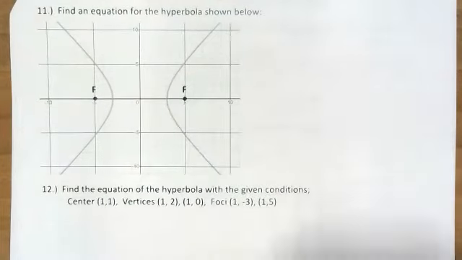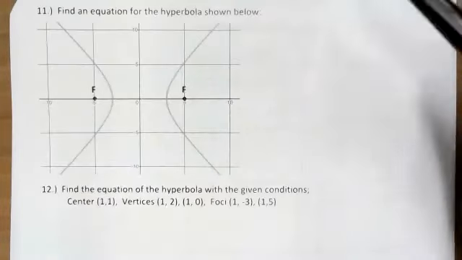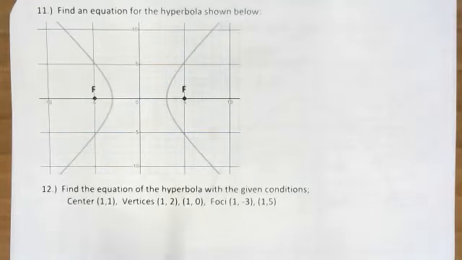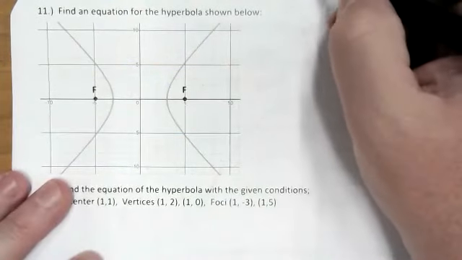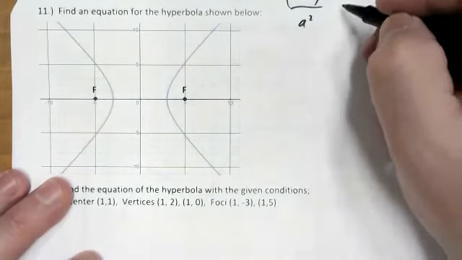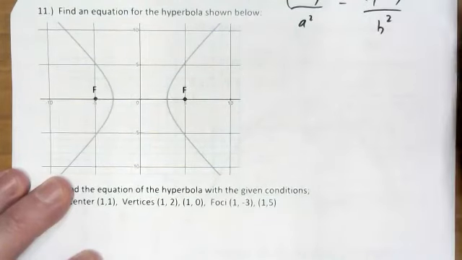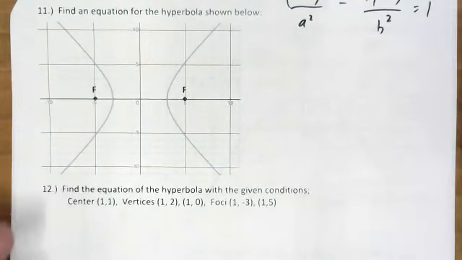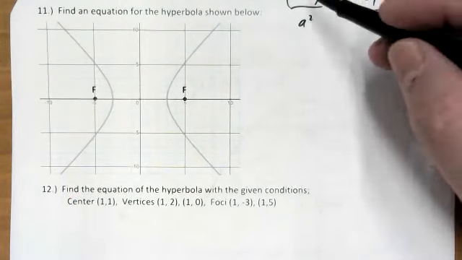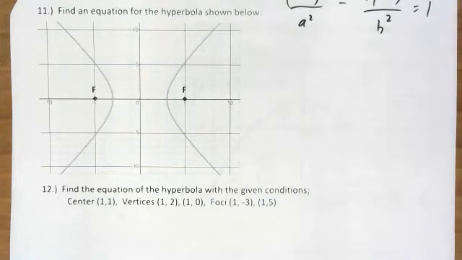First thing I notice is this is a left or right hyperbola. So go to my formula sheet. The left or right hyperbola is the one where the x is positive. So the standard equation is going to be x minus h quantity squared over a squared minus y minus k quantity squared over b squared equals 1. So h, k are the center. If I figure out a and b, then I've got the equation.